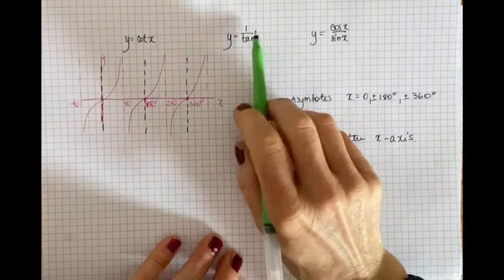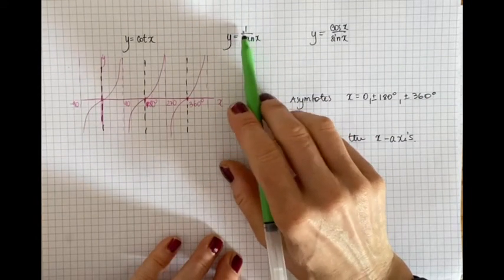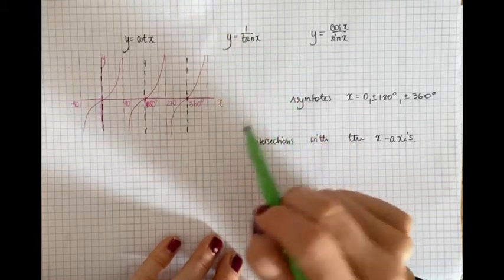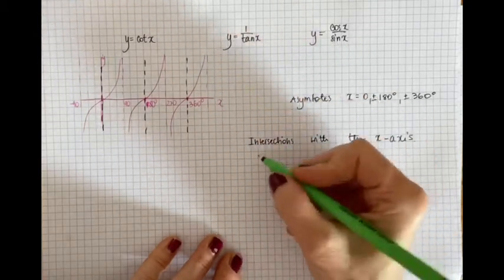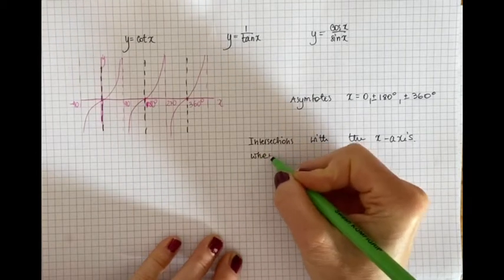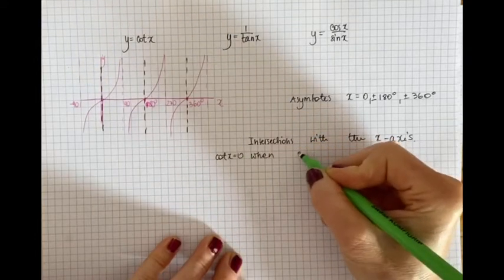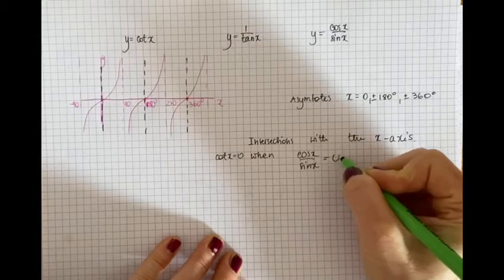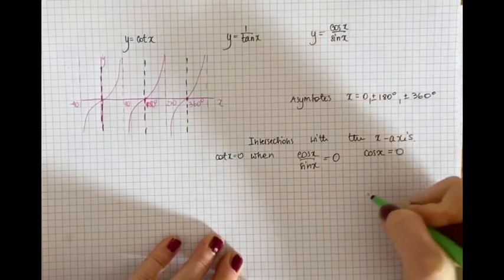Because if you look at this definition and try to make that equal to 0, you might think that will never be equal to 0 because 1 can't be equal to 0. But if you use this definition, cot x is equal to 0 when cos x over sine x is equal to 0. So that way you could see that this happens when cos x is equal to 0.